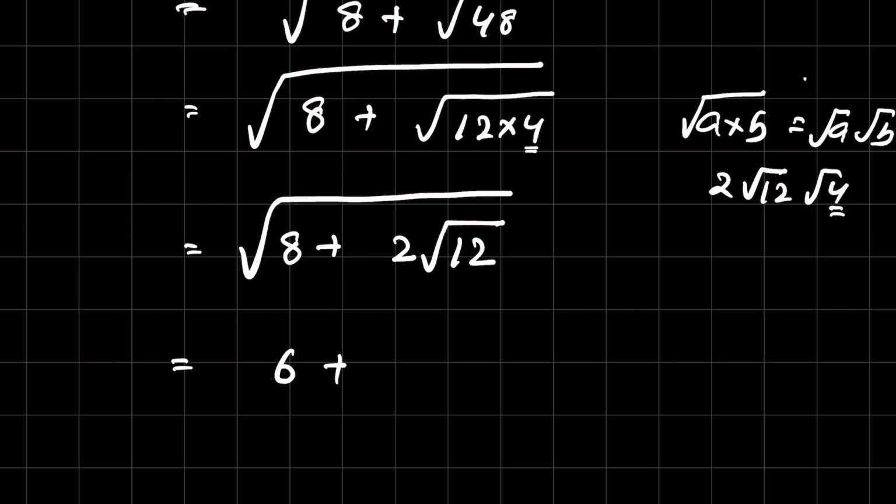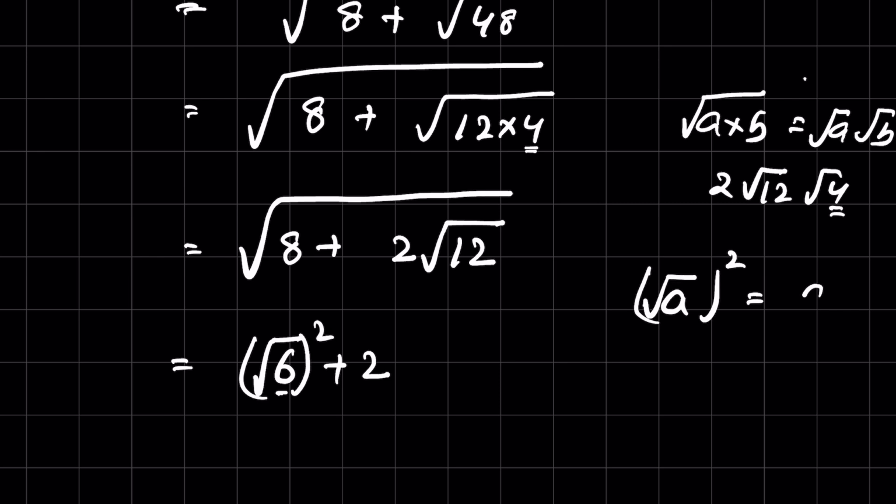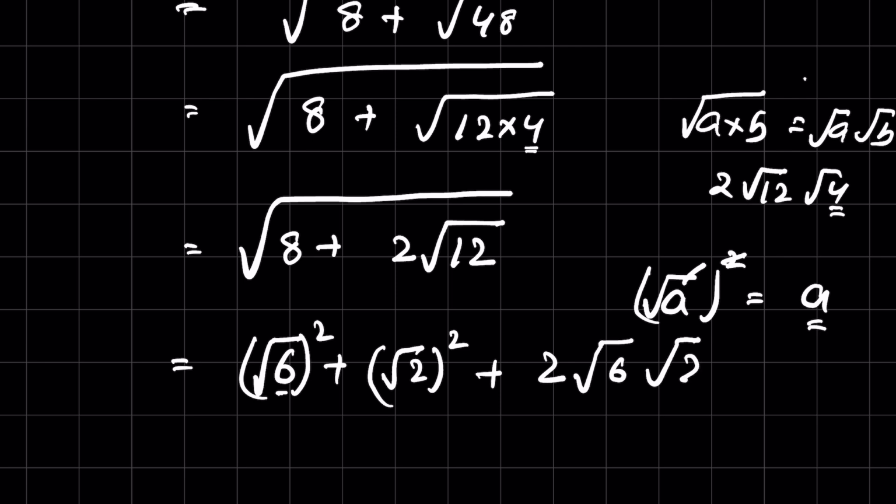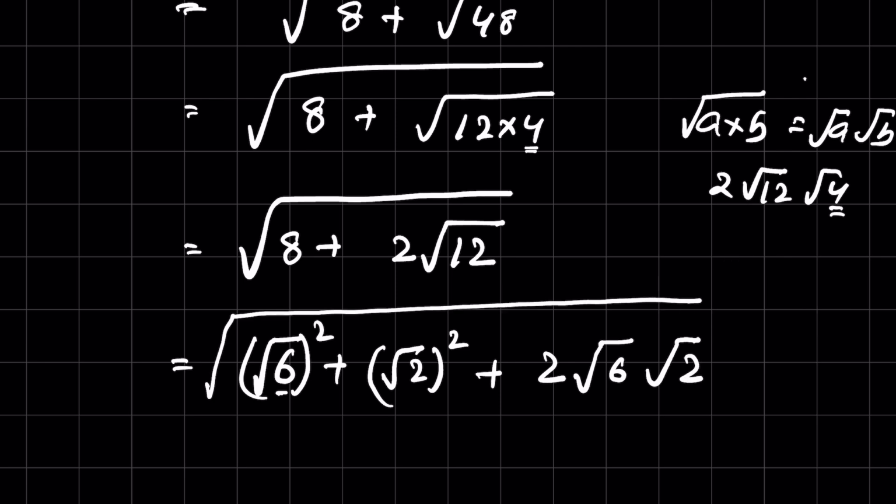Now 8 we can write 6 plus 2, and 6 also we can write square root of 6 square, because a under square root when squared is equal to a. We can remove the square root with the square, so it will be equal to a. And 2 we can write as square root of 2 square, plus 2 times 12 as square root of 6 times square root of 2 under square root.